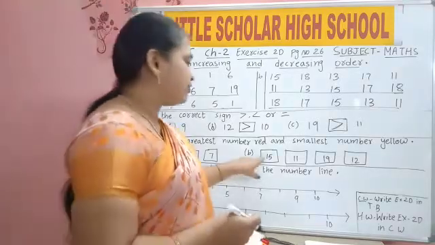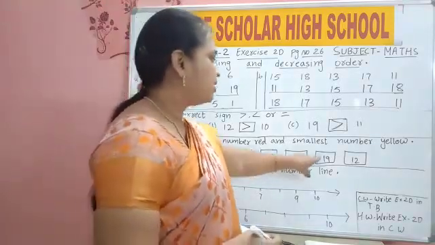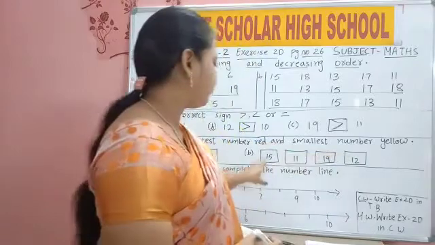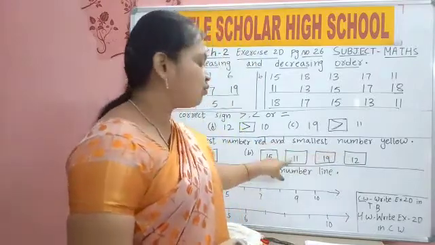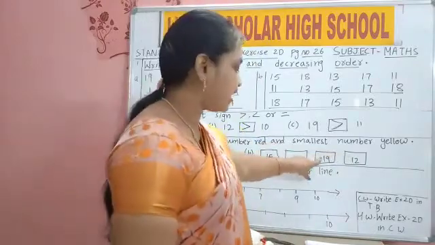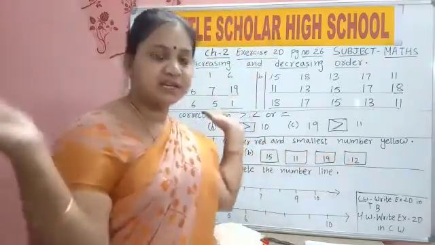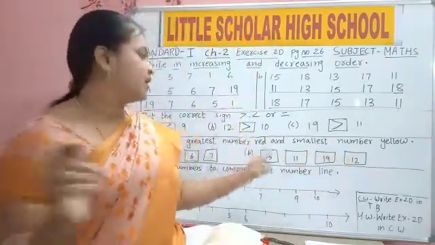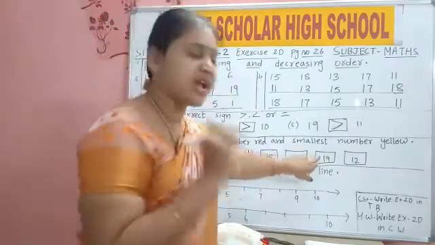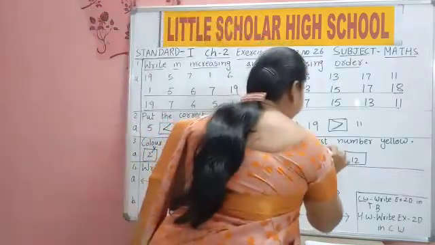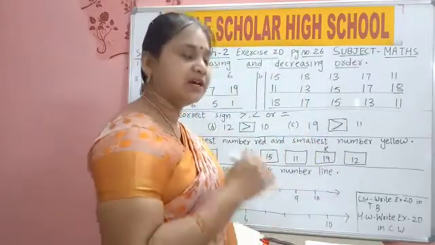Next. 15, 11, 19, 12. Among these, which is the greater number? Which is the big number? Yes, 19 is big. So you will color the 19 box red.